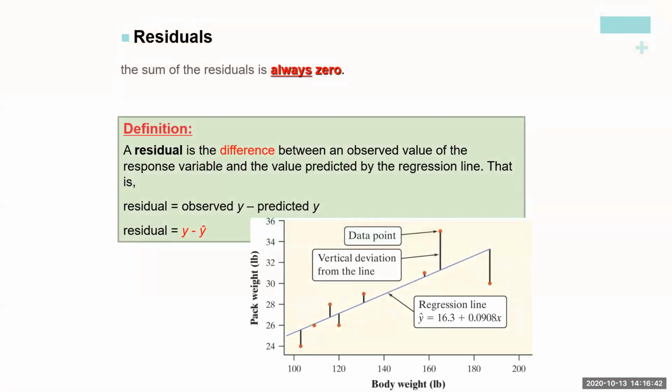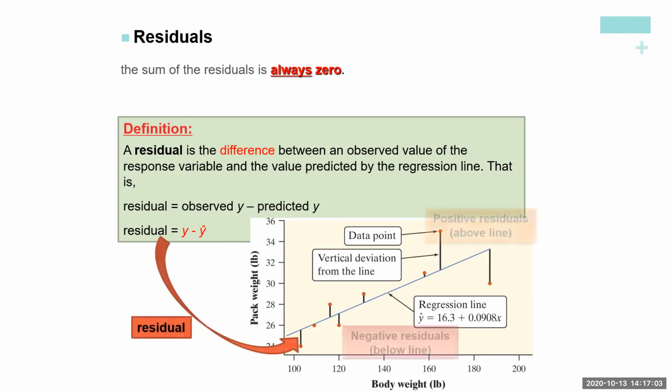So to define residuals, we talked earlier about residuals. First off, the residual, by definition, is the difference between an observed value and the predicted. So it's observed minus predicted, or Y minus Y hat. Positive residuals are above the line. So if you get a positive, that means the data point is above the predicted. If you get a negative residual, it means the data point is below the predicted.